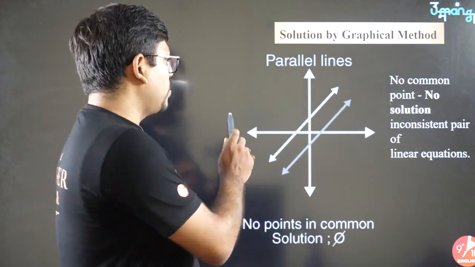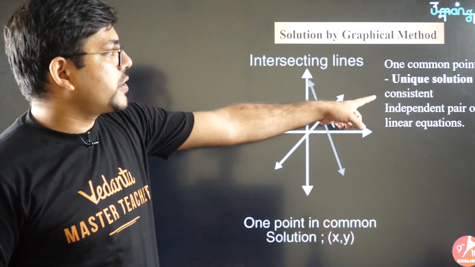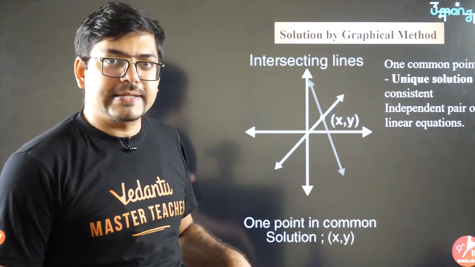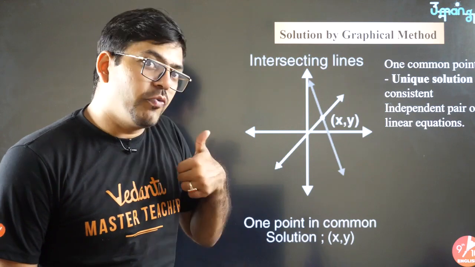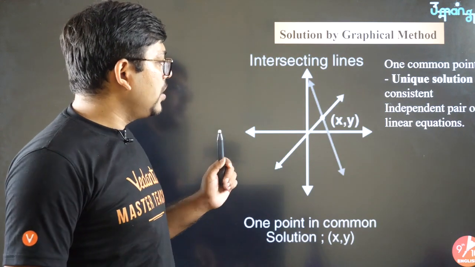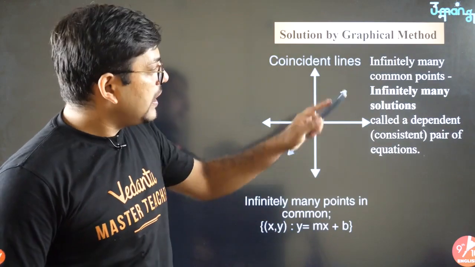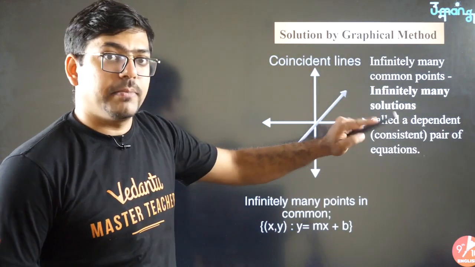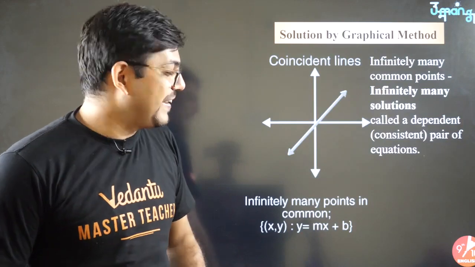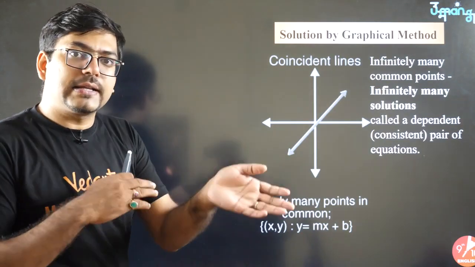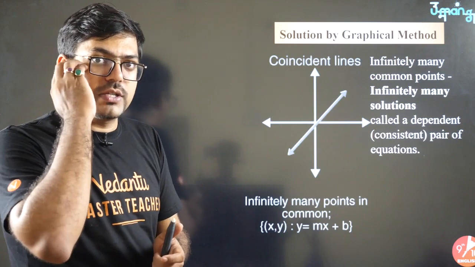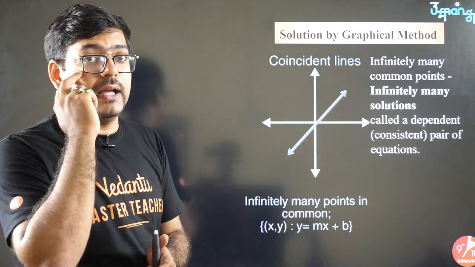Okay, so moving ahead, unique solution. So unique solution would be called consistent because it has a solution, one solution, and at the same time the coincident lines, where you will have infinitely many solutions, will also be called consistent because they have some solution. Okay, so just remember consistent, inconsistent, and then these three divisions, parallel, intersecting, and coincident.